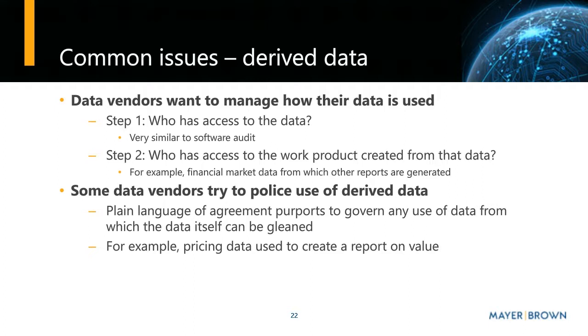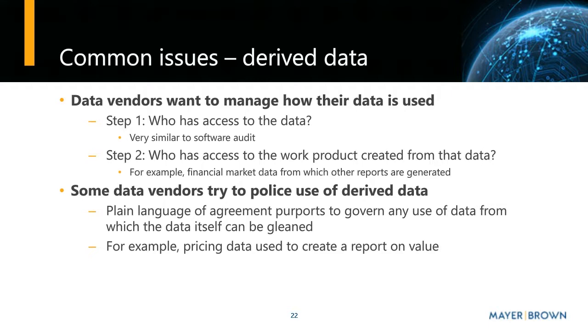Where there's a departure in similarity is in step two, which is who has access to the work product created from that data. An example of that would be financial market data from which other reports are generated. So does that count as access to the data? If, for example, there's financial data that is given to a select group of users, what about the reports that are generated either by the system or by human beings in which that data is embedded?